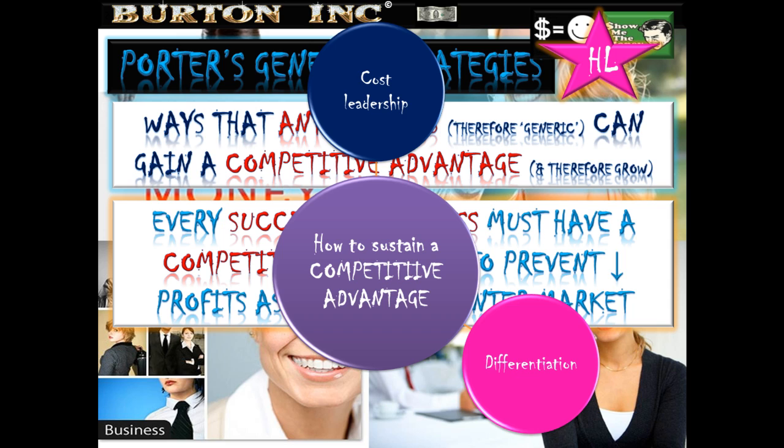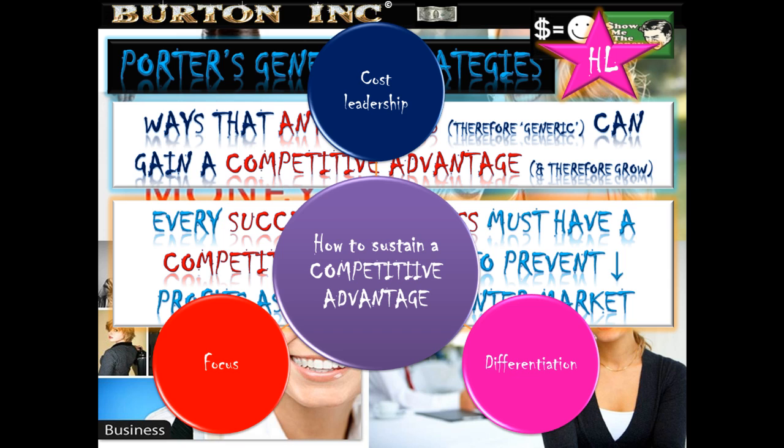That leaves the final of the generic strategies, focus. Now, focus strategy, this concentrates on a narrow market segment aiming to achieve a cost advantage or differentiation. So this can lead to a high degree of customer loyalty within the market segment.